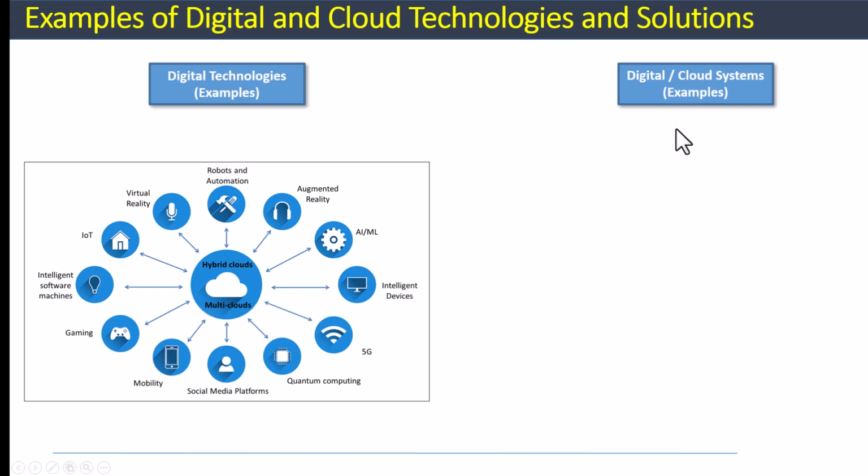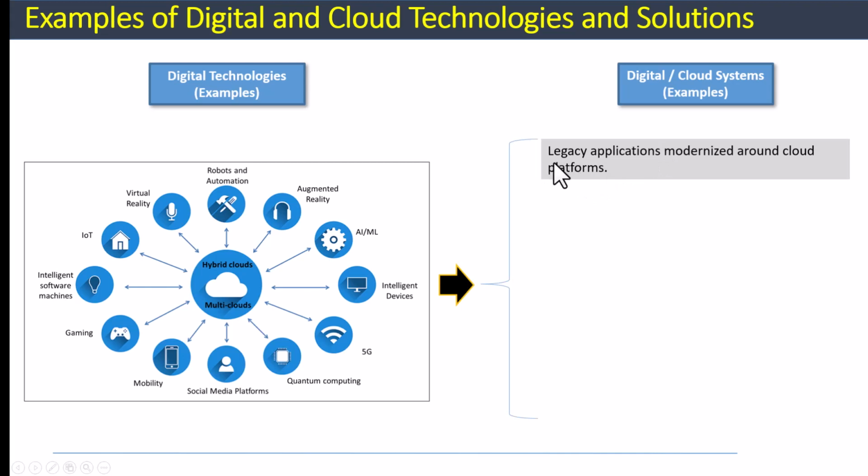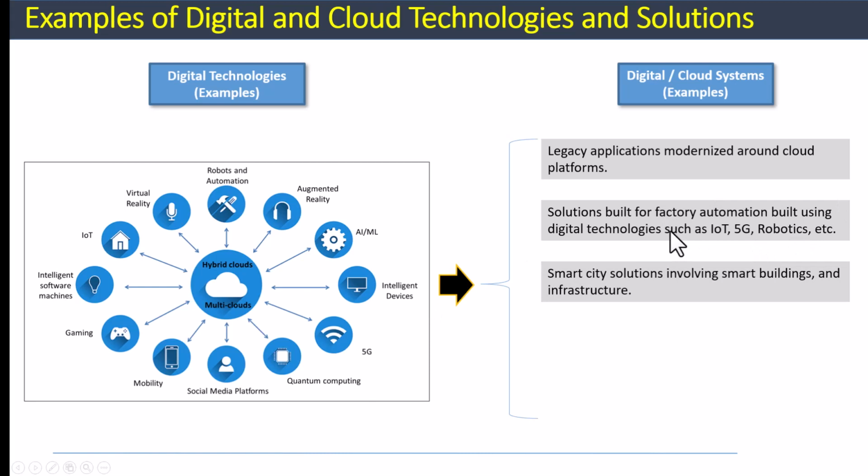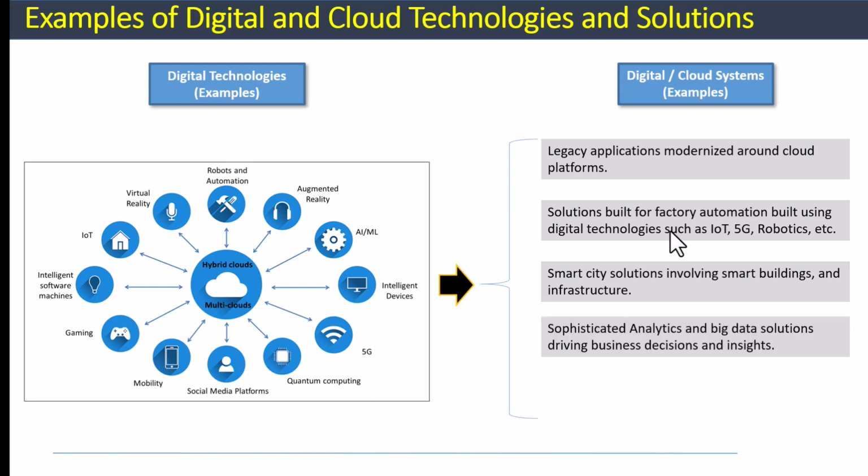If we look at some of the examples that the solutions architect works on, they include, for example, migrating legacy applications to the cloud platform. These applications are modernized and then moved to the cloud platform. There are solutions specifically built to automate factories, usually built using technologies such as IoT, 5G, robotics, and so on. There are smart city solutions that solutions architects work on, involving smart buildings and infrastructure, and they usually make use of IoT technologies.